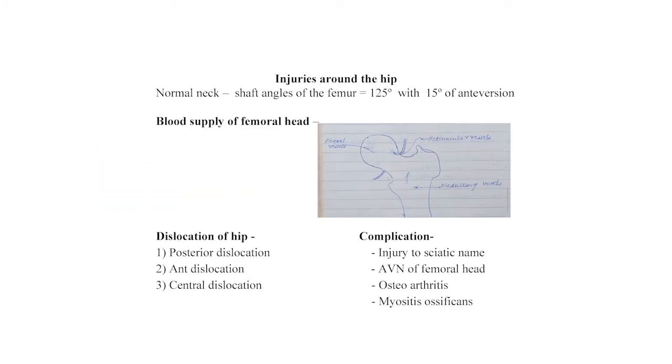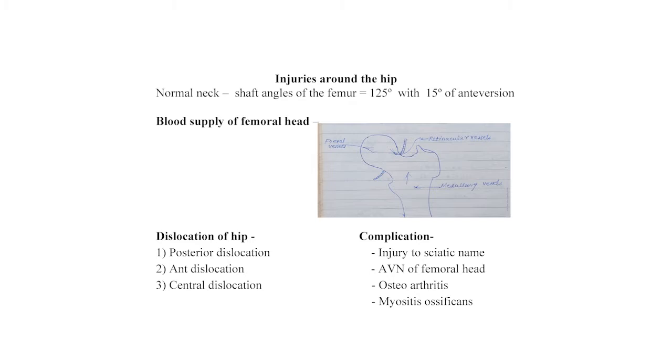Now start first with the injuries around the hip. Normal neck and shaft angle of the femur means the angle between the normal neck of the femur and the shaft of the femur is 125 degrees with 15 degrees of anteversion. First, blood supply of the femoral head: the image shows the femoral vessels, retinacular vessels and medullary vessels. All these supply blood to the femoral head.